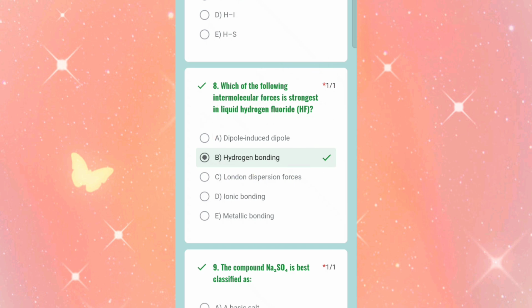Ionic bonding is not an intermolecular force, and metallic bonding is also not an intermolecular force, so the correct answer will be B. These are weaker than hydrogen bonding. Ionic bonding and metallic bonding don't have a role in intermolecular forces.